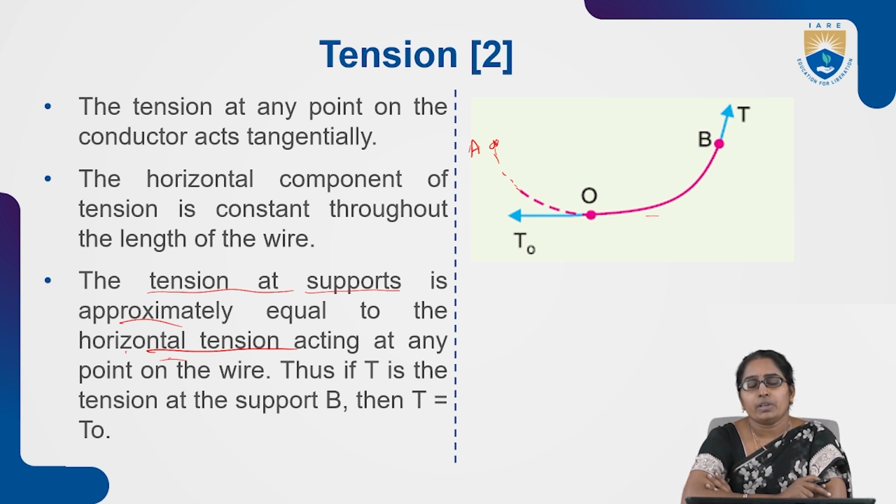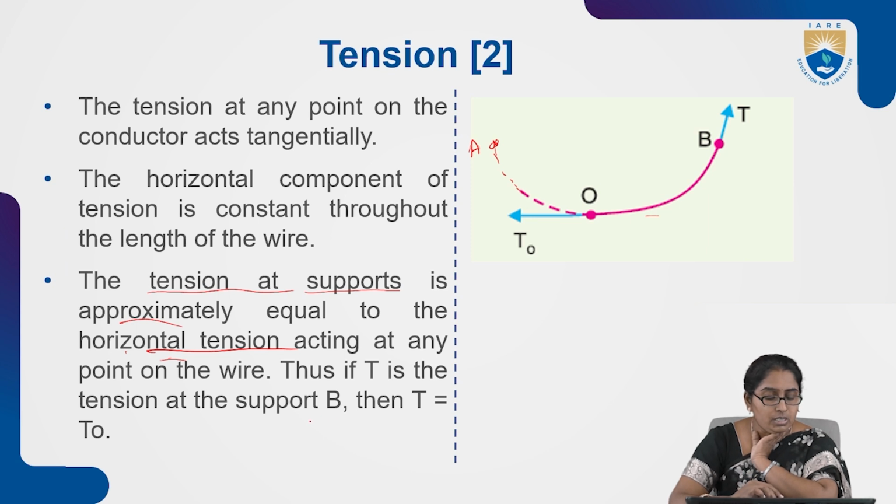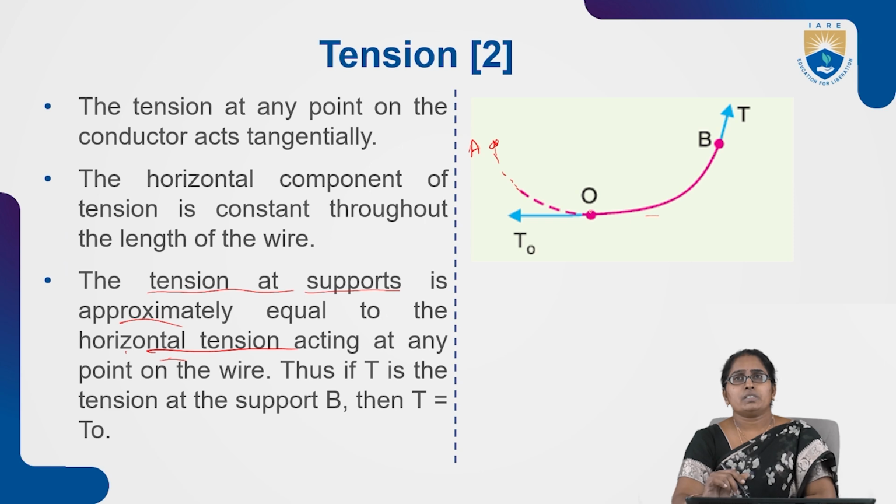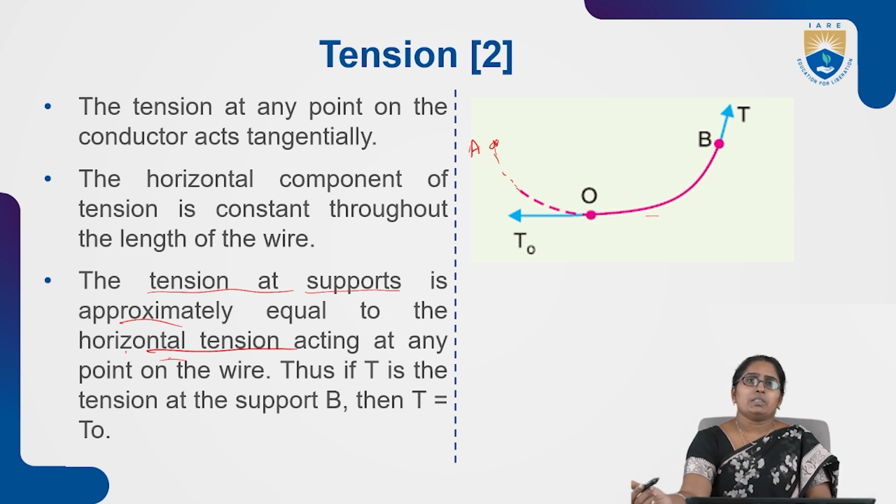Here, what is the tension at support B? We see that it is the capital T. So here capital T, the tension at support B, is given by T naught. What is T naught? It is the horizontal component of the tension at the lowest point of the conductor O, right? So this T is equal to T naught. The tension at support B, capital T, is equal to the horizontal tension considered at the lowest point of the conductor, T naught. So that is the point.